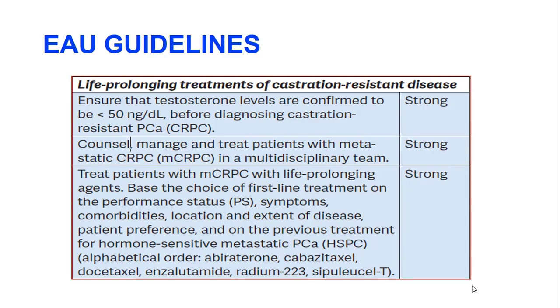So European guidelines ensure that the testosterone level is confirmed to be less than 15 nanogram per deciliter before diagnosis of castration-resistant prostate cancer. Manage and treat patients with metastatic CRPC in a multidisciplinary team. Treat patients with metastatic CRPC with life-prolonging agents. Base the choice of first-line treatment on the performance status, symptoms, comorbidities, location and extent of the disease, patient preference, and on the previous treatment for hormone-sensitive metastatic prostate cancer.